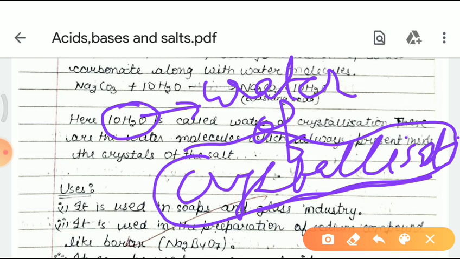मतलब ऐसी प्रोसेस जिससे साल्ट के क्रिस्टल्स का फॉर्मेशन होता है, उस प्रोसेस को हम क्या बोलते हैं? क्रिस्टलाइजेशन बोलते हैं, राइट? And in this process some amount of water molecules are involved. So the water molecules which are used in the process of crystallization are called water of crystallization.